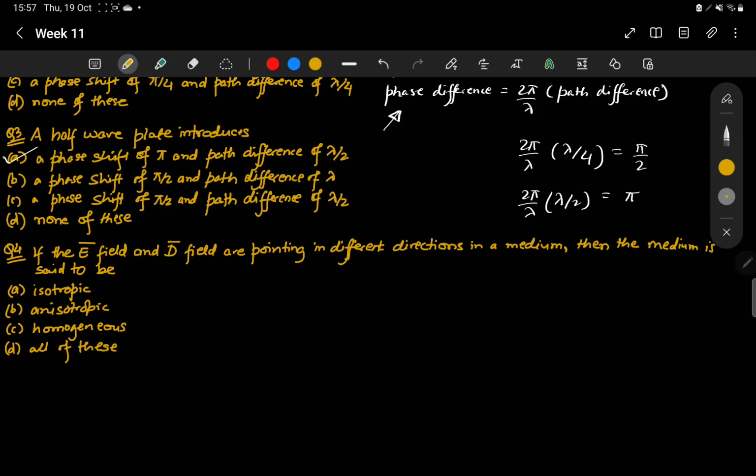Once again, I will clear the poll responses and refresh it for all of you. So, just to remind, D vector is the electric displacement vector. And E is the electric field vector.